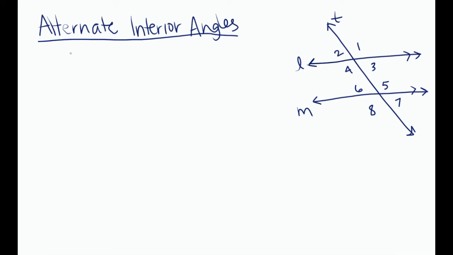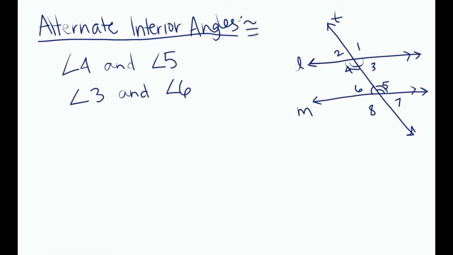So angle 4 and angle 5 fit these descriptions, and angle 3 and angle 6 do also. Those are our 2 pairs of alternate interior angles here. And let's look. What do these angles have in common? So angle 3 and angle 6 are congruent to each other, and angle 5 and angle 4 are as well. So alternate interior angles are congruent, and you can put a little congruent sign over here for yourself.